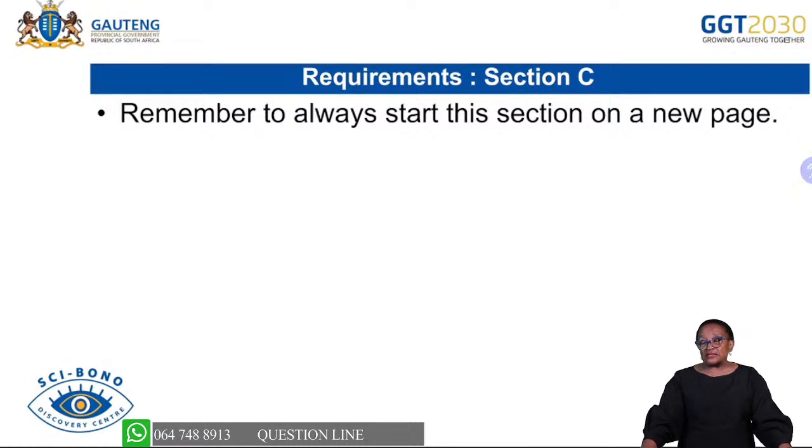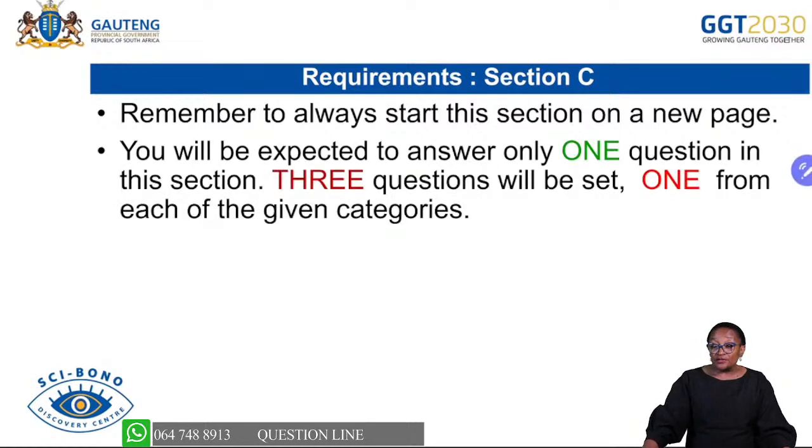What are the requirements for this section? Remember to always start this section on a new page. You will be expected to answer only one question in this section. 3 questions will be set, one from each of the given categories, that is category A, category B, as well as category C.